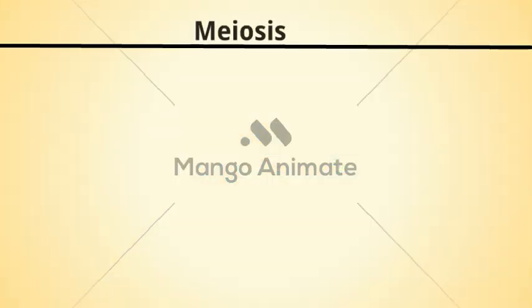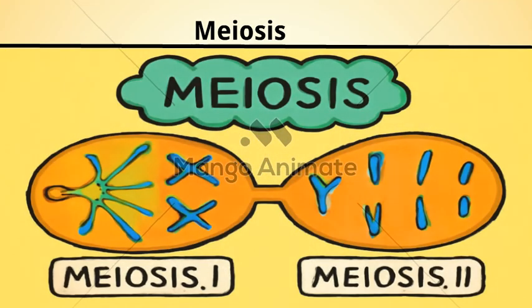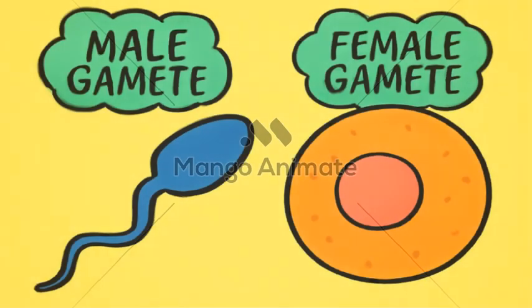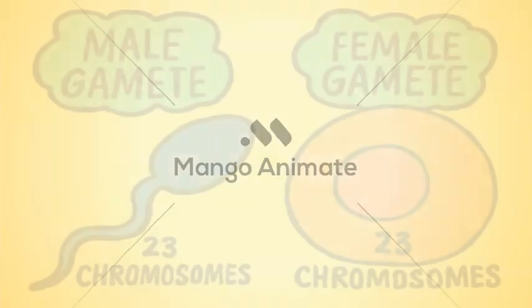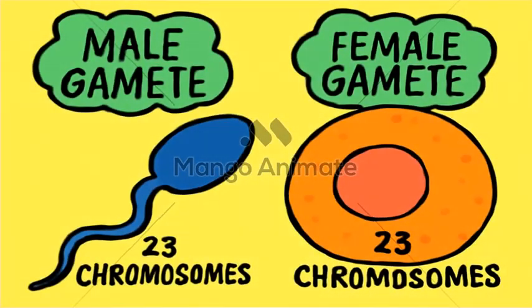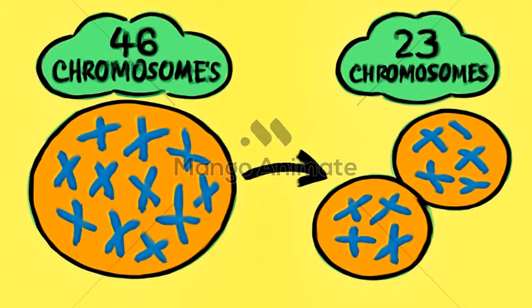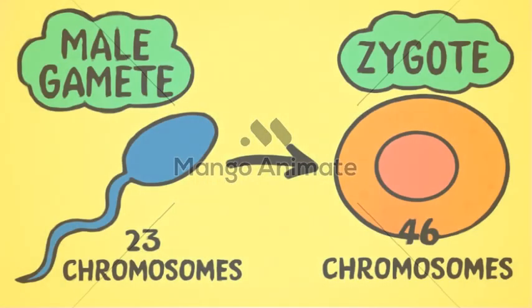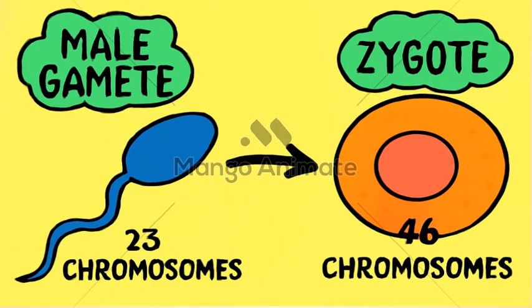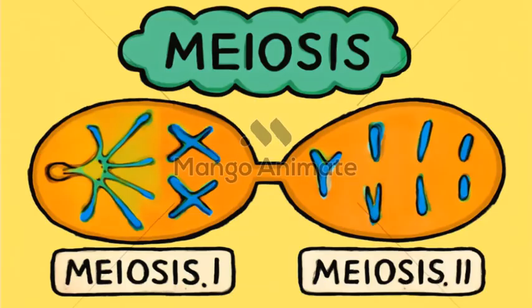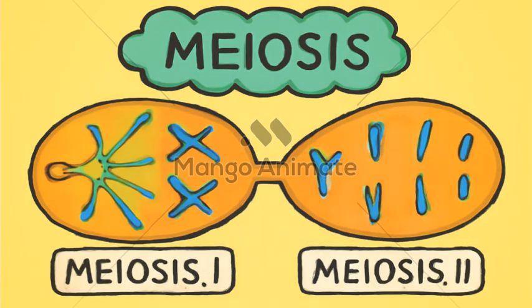Section 3. Meiosis, the source of genetic diversity. Meiosis, in contrast, is a two-part cell division process that produces gametes, sperm in males and eggs in females, with half the number of chromosomes, haploid. In humans, meiosis reduces the chromosome number from 46 to 23, so that during fertilization, the resulting zygote restores the diploid number. Meiosis is divided into Meiosis I and Meiosis II.